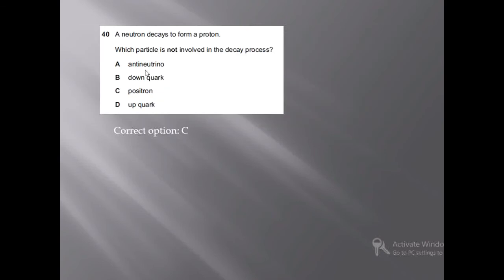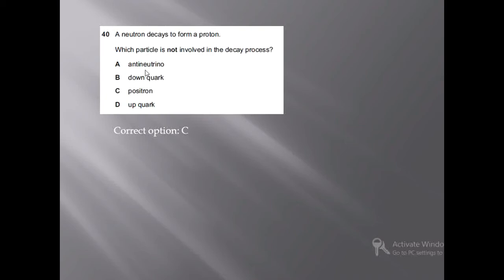MCQ number 40. A neutron decays to form a proton. Which particle is not involved in the decay process? Students, you know that when a neutron decays, it transforms into a proton, and when a neutron transforms to a proton, it means that a down quark changes to an up quark. Now, basically we have been asked which particle is not involved in this decay process.